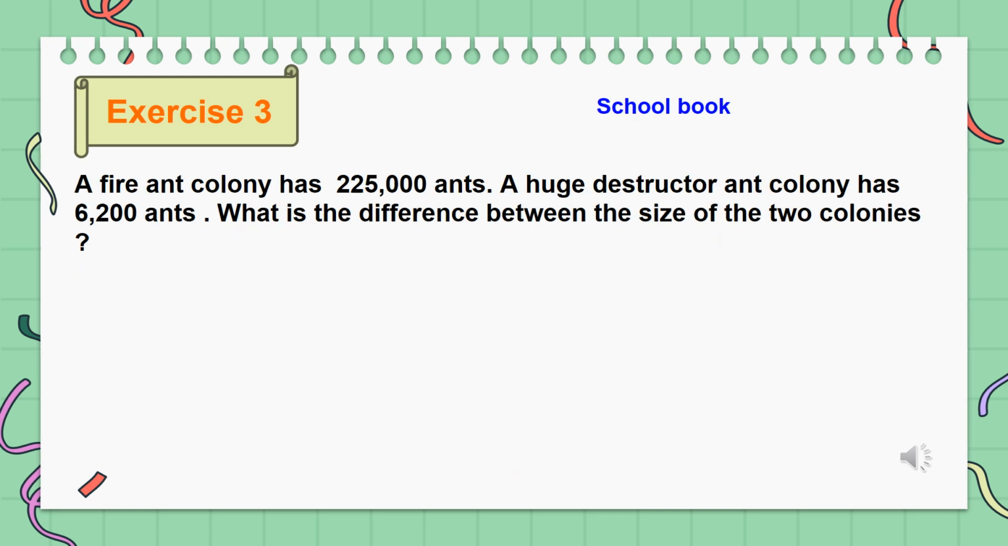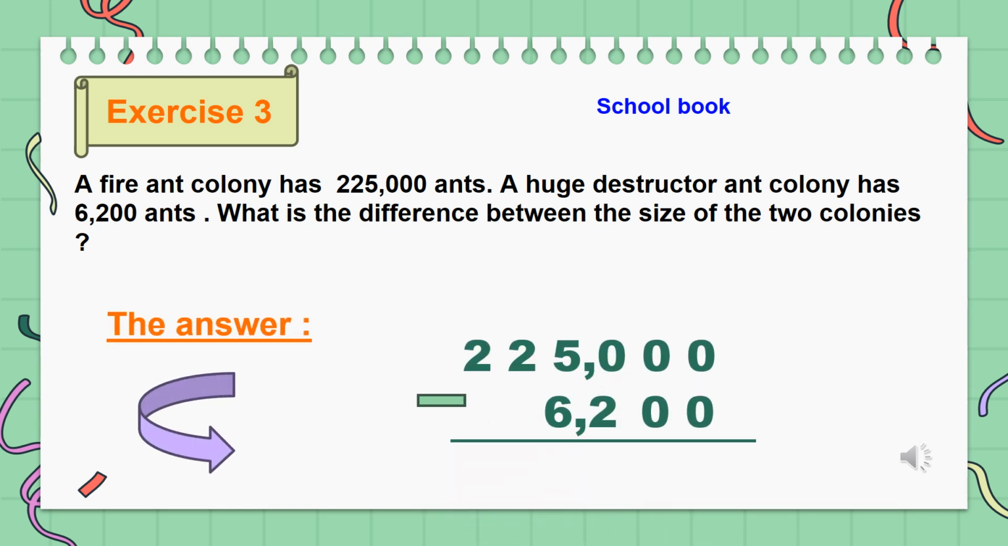From the school book, story number 2. A fire ant colony has 225,000 ants. A huge destructor ant colony has 6,200 ants. What is the difference between the size of the two colonies? So the difference here means we are going to make minus between the two numbers. So start from ones. 0 minus 0 equals 0. 0 minus 0 equals 0. 0 minus 2 I can't. So I go to 5 and knock, knock, knock.